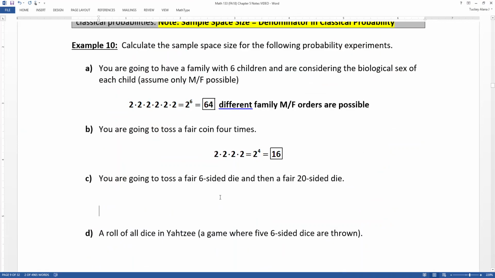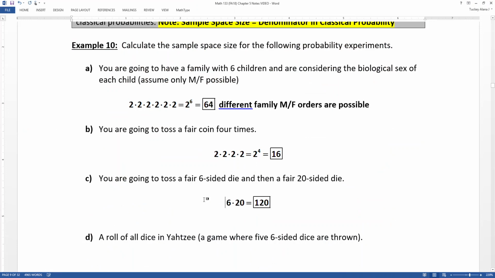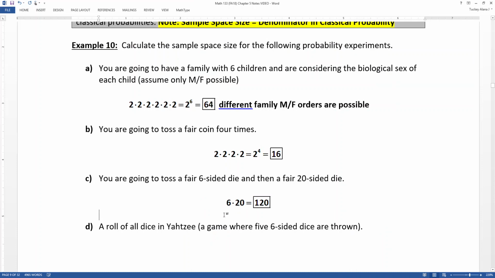All right, so if I'm going to take my 6-sided die, which has 6 outcomes, and my 20-sided die, which has 20 outcomes, and I'm going to multiply them. So the first die is 6 outcomes, the second die is 20. 6 times 20 is 120. Easy as that.